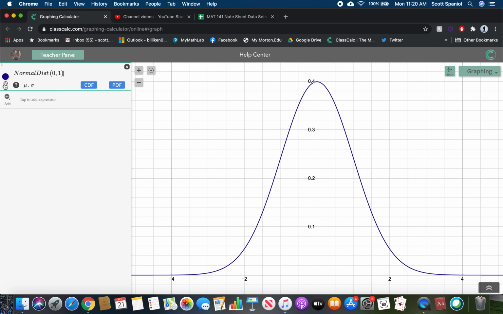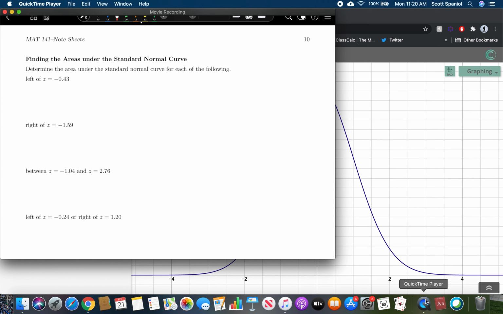Okay, so remember, one of the more important things here is that anytime we're dealing with Z, our normal distribution will have a mean of 0 and a standard deviation of 1. Then what you can do is you can just use the CDF and PDF functions. In this case, we're pretty much only going to use CDF to find the areas in the same way we found them before.